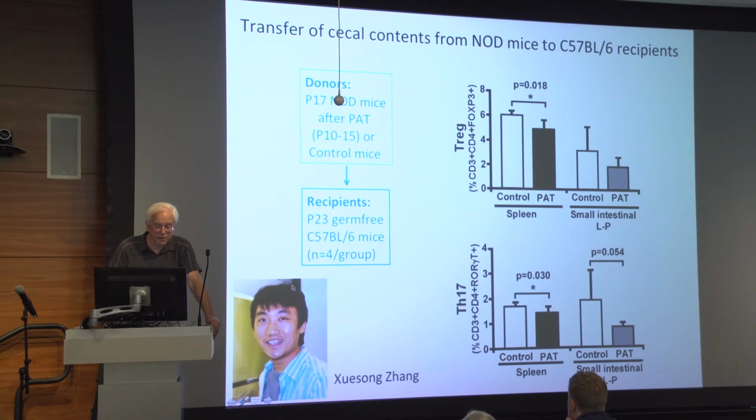So Shusong Zhang did an experiment where he gave PAT mice a single course of antibiotics between day 10 and 15 of life. And 2 days later, he sacrificed the mice who got antibiotics or not and gave those contents to germ-free mice. In this case, we gave it to C57 black 6 mice because that was all that we had available. But we still could look at T regulatory cells and Th17 cells in the spleen and the lamina propria. And what we found is that the microbiota from the PAT-treated mice had lower levels of these, just like we saw in the original NOD mice. And this study provides evidence that the microbiota in this experiment as well is capable of conferring an immunologic signal.